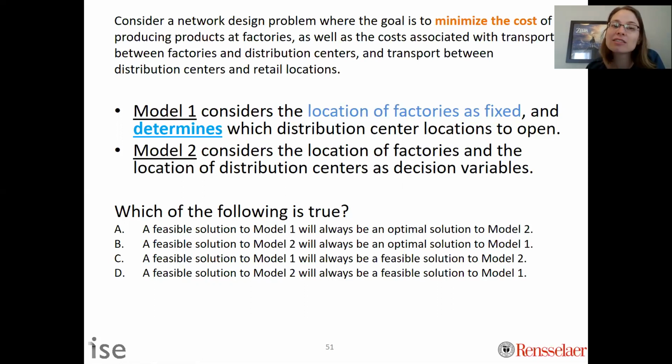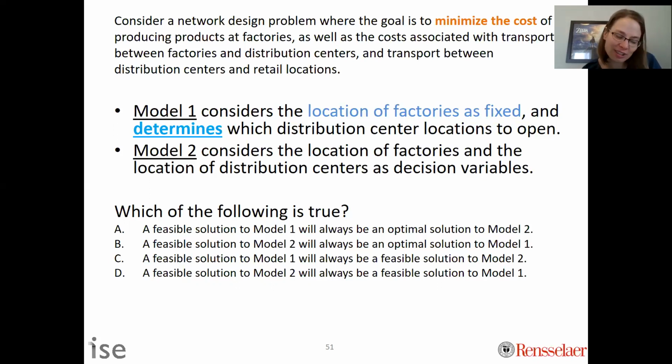given, and determines which distribution center locations to open. So we do get to determine the location of distribution centers. Model 2, on the other hand, gets to decide both the location of factories and the location of distribution centers. My question for you is, which of the following is true? Again, I would encourage you to pause this video, think through it, and then push go.